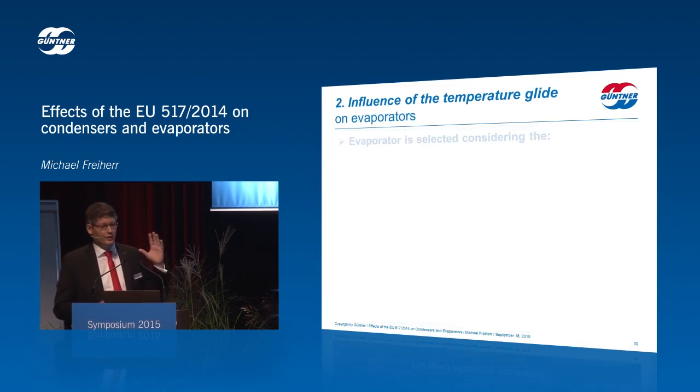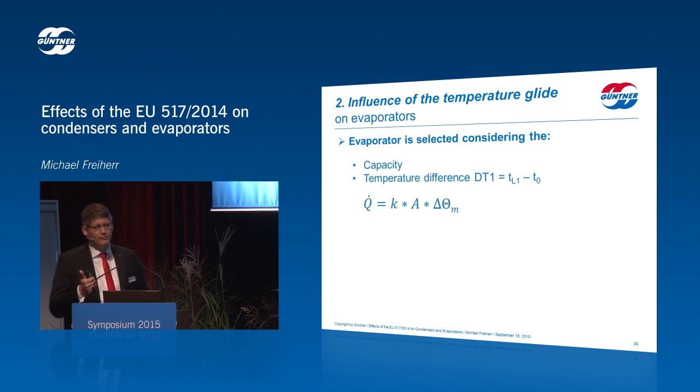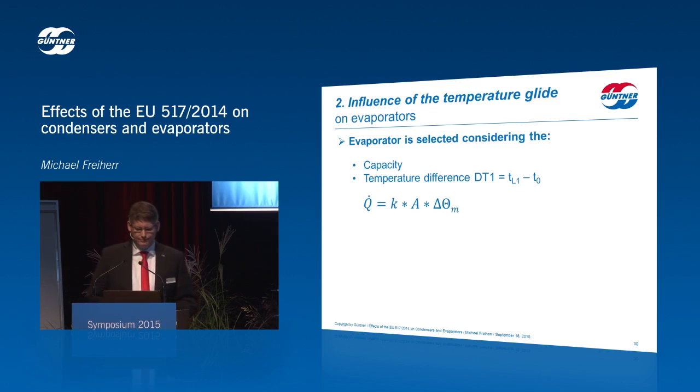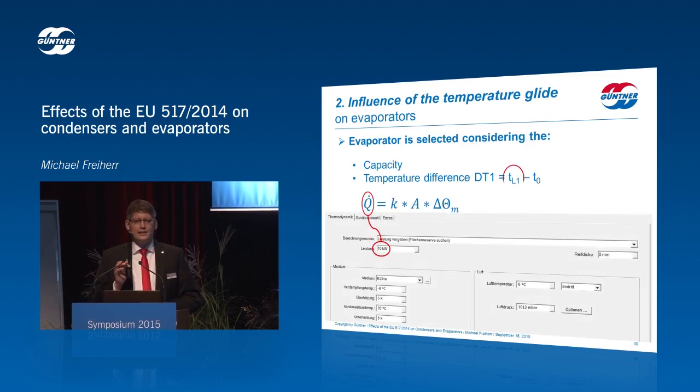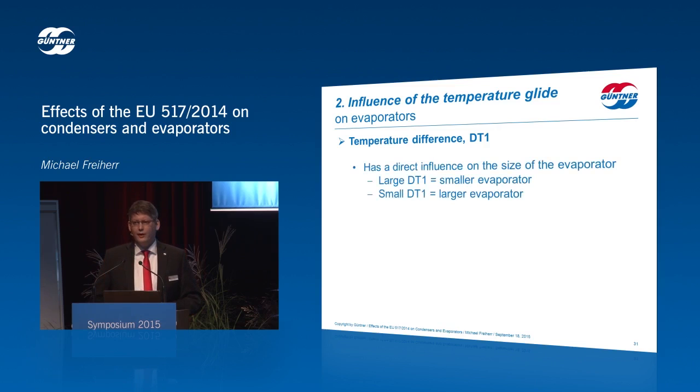What about the evaporator? The evaporator is selected according to a similar principle from regards of a thermodynamic criteria, but here the temperature difference dT1 is the air inlet temperature in the evaporator minus the evaporation temperature. That's the delta T. And the same situation as for the condenser applies. You enter all the values, and then the software does the right calculation and selects the right system for you. The temperature difference on the evaporator has the same effect as it has with the condenser: larger delta T, smaller evaporator; small delta T, larger evaporator.